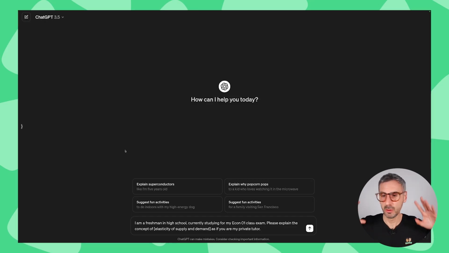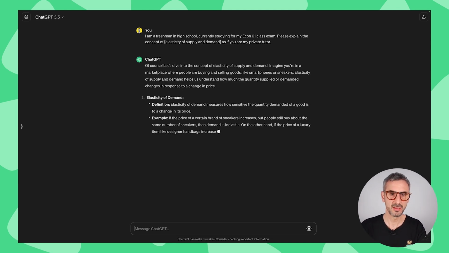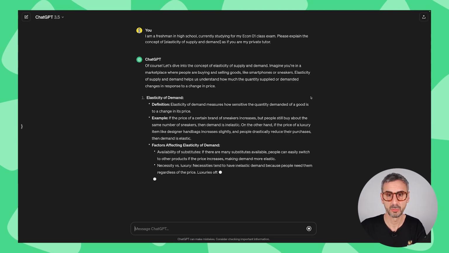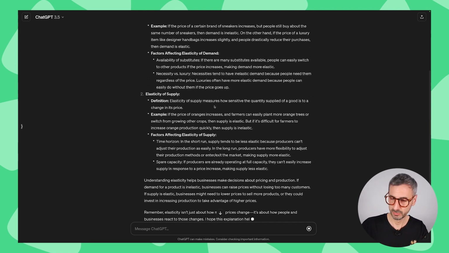Okay, so here I would like ChatGPT to explain to me in simple terms what elasticity of supply and demand means in the context of an econ class. All right, so let's just run this prompt and see what comes up. Of course, let's dive into the concept of elasticity of supply and demand. All right, so here it starts to generate the response.